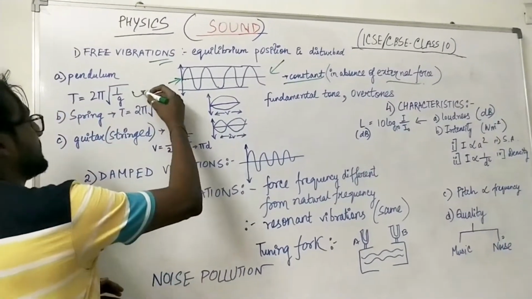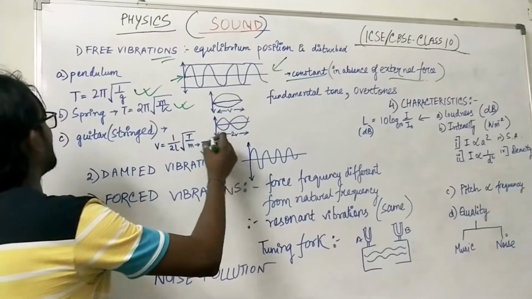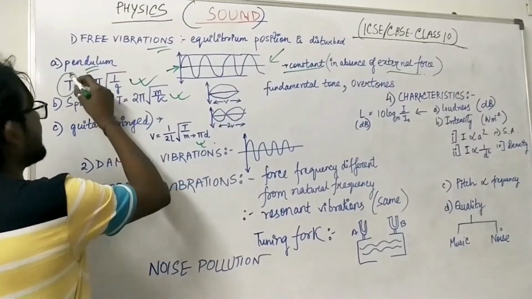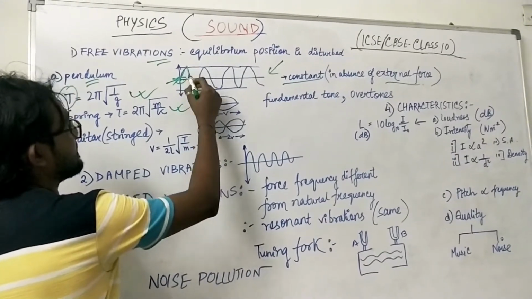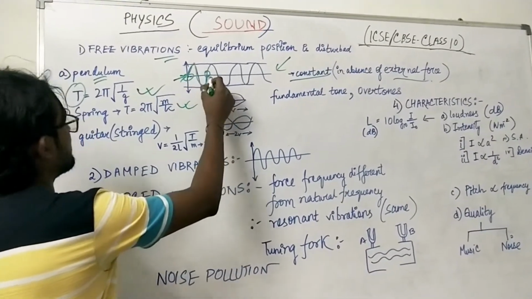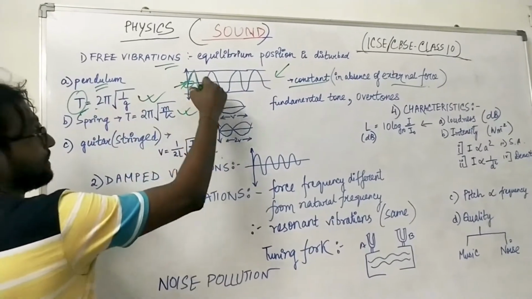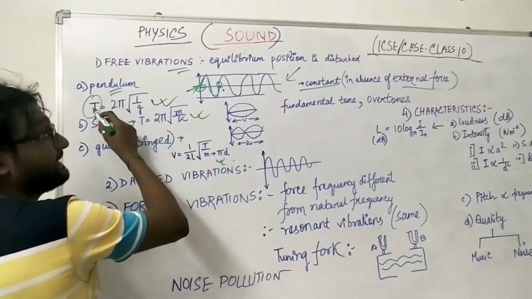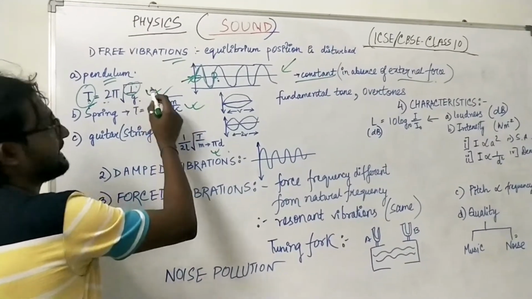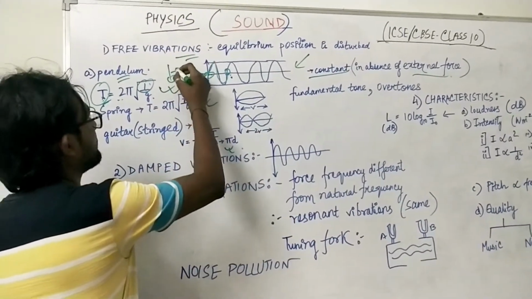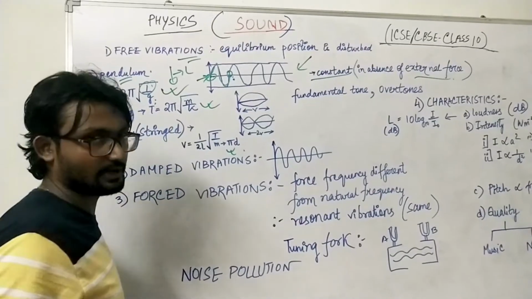This formula you need to remember for different objects. In the case of a pendulum, the time needed for one complete oscillation, like the object starting from here and coming to here, so one complete oscillation happens. The time needed for this one complete oscillation is the time period T. So T is 2 pi root L by g in the case of a pendulum. L is the length of the pendulum, and g is the acceleration due to gravity.